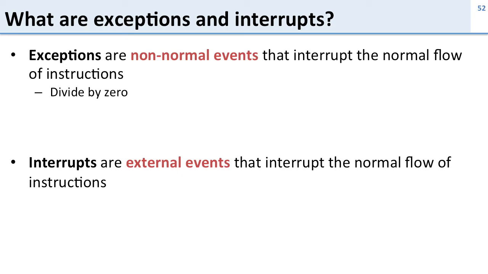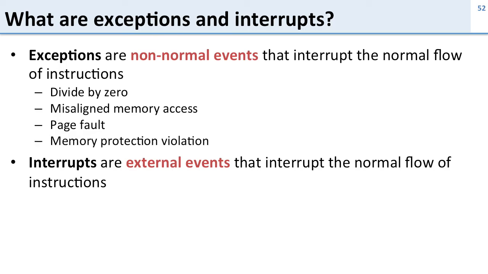So examples of exceptions: divide by 0. You don't expect to have this happen, and when it does happen, it's going to interrupt what you're normally doing. How about a misaligned memory access? You're only supposed to make aligned memory accesses, so you don't expect to have misaligned ones. A page fault. So a page fault occurs when you try to access data that's not in the main memory, and the operating system needs to go get it for you. Or a memory protection violation. This is what happens when you try to access memory that you don't own the rights to, and this will cause your program to crash.